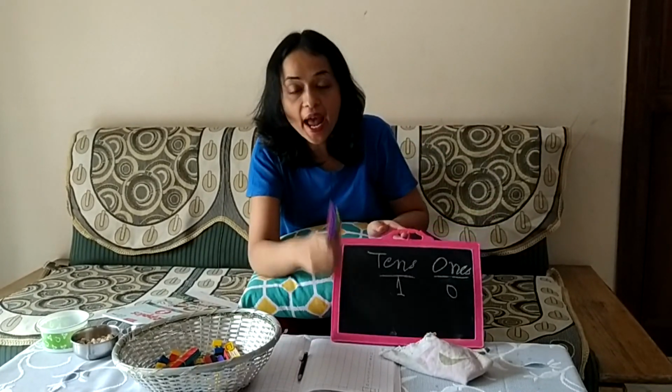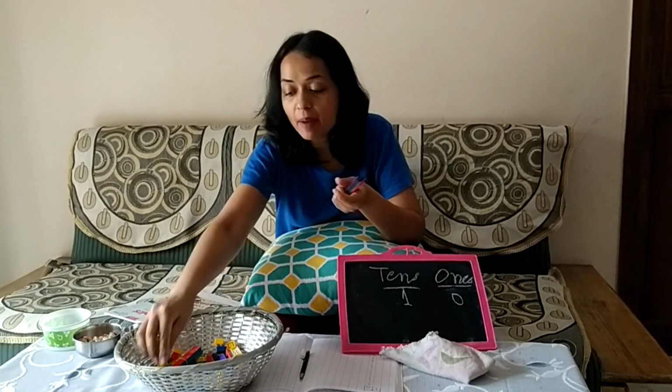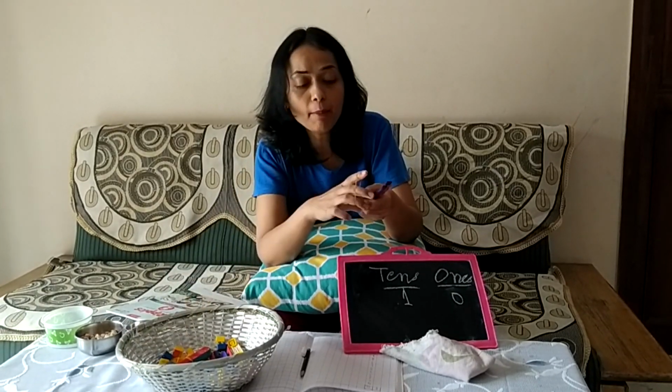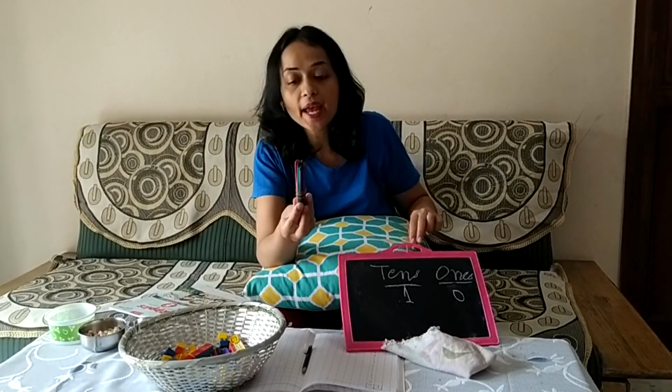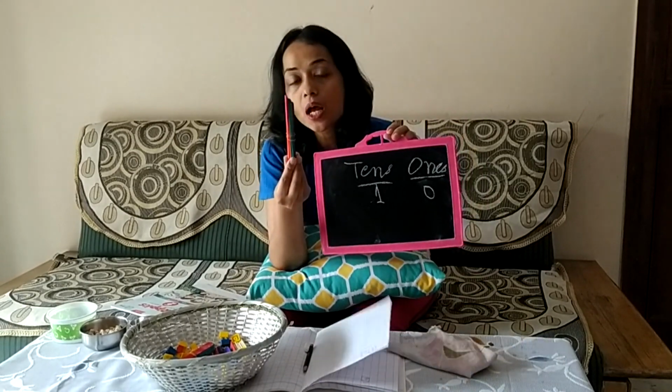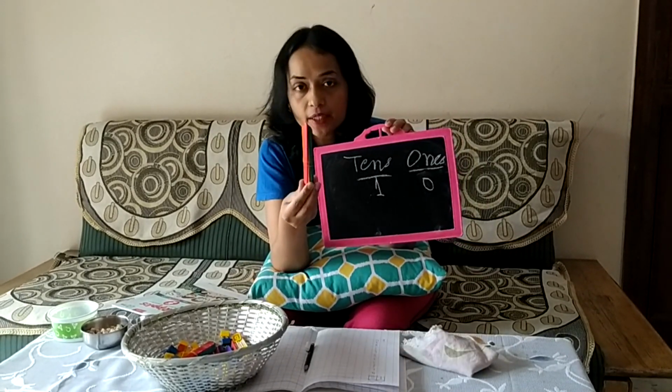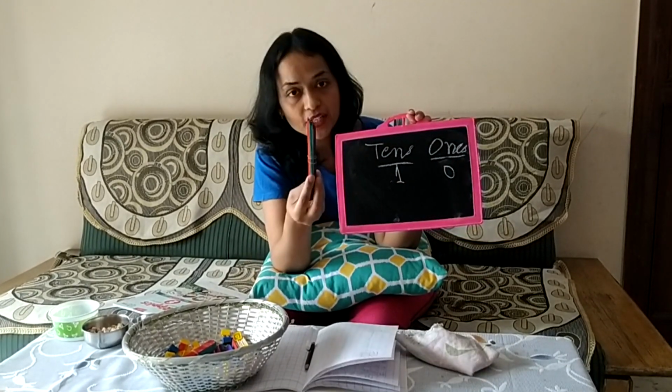So now I have 10 ice cream sticks. I am going to make a bundle of it like this. Now I don't have to count it again and again. I know this is one bundle of 10 objects. So here I can say 10.